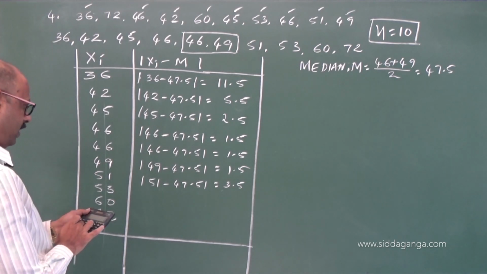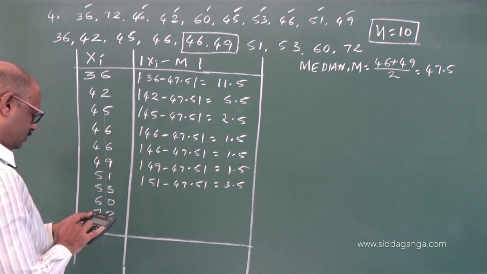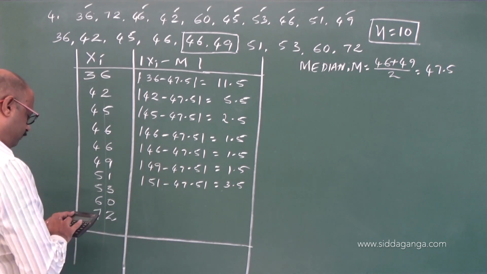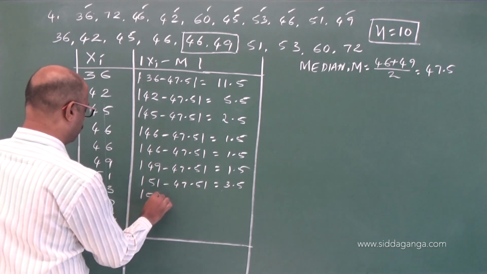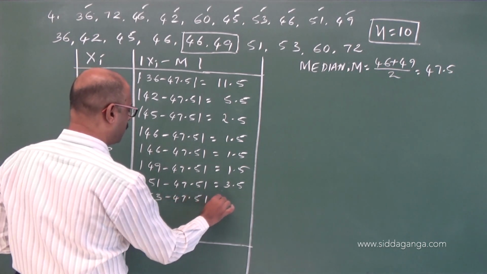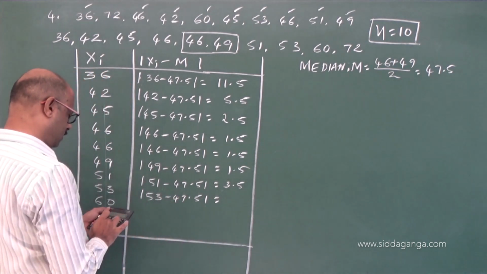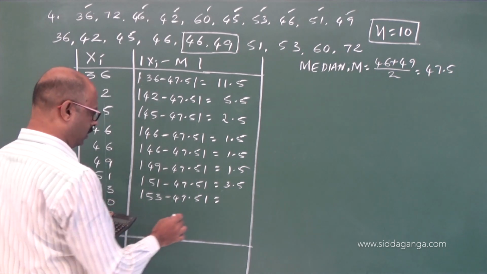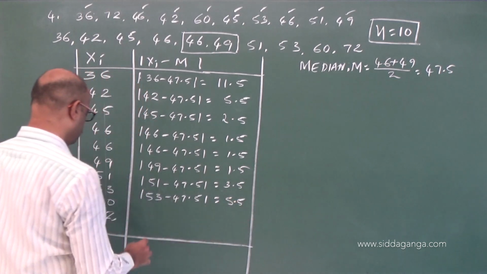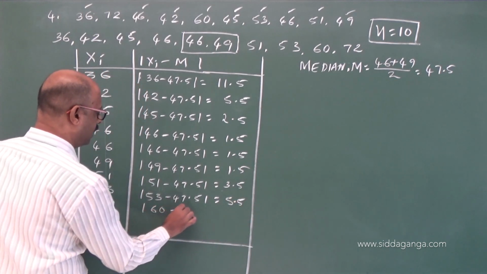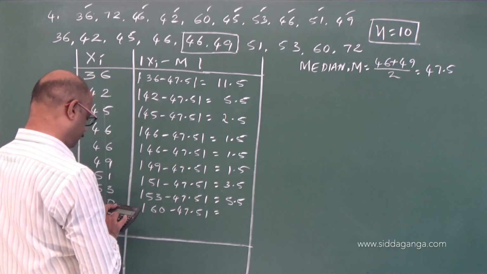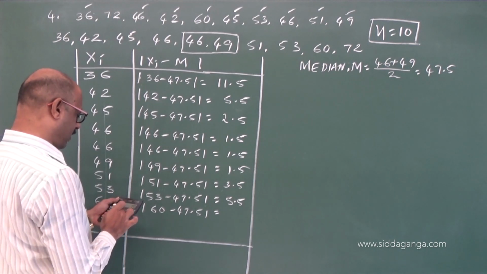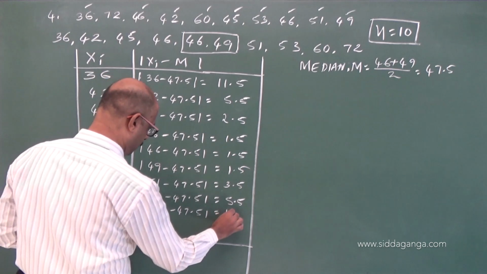You will get 3.5. 51 minus 47.5 is equal to 3.5. And next it is modulus of 53 minus 47.5, that is 53 minus 47.5 is equal to 5.5. And next is 60 minus 47.5, which is equal to 12.5.